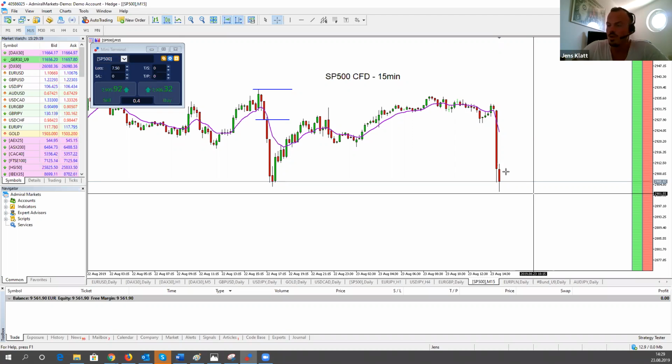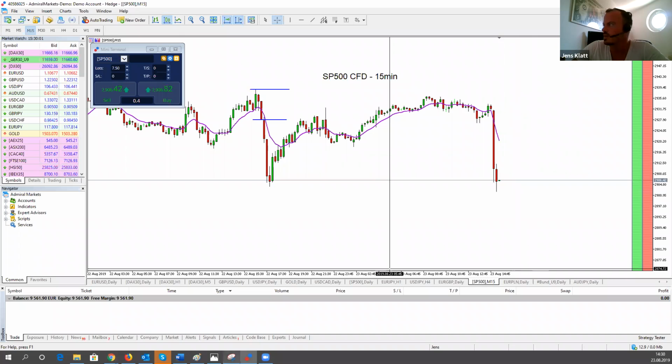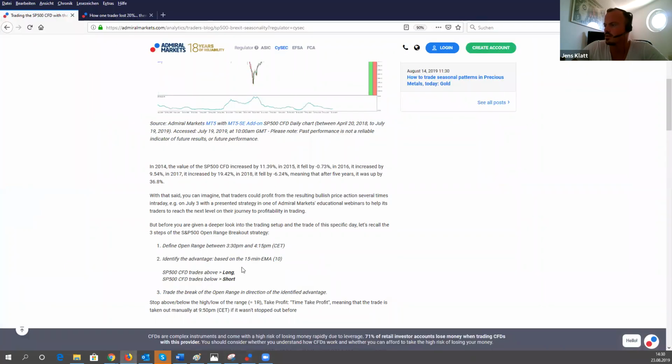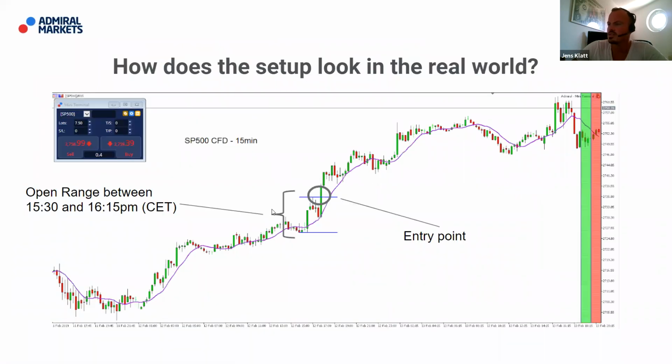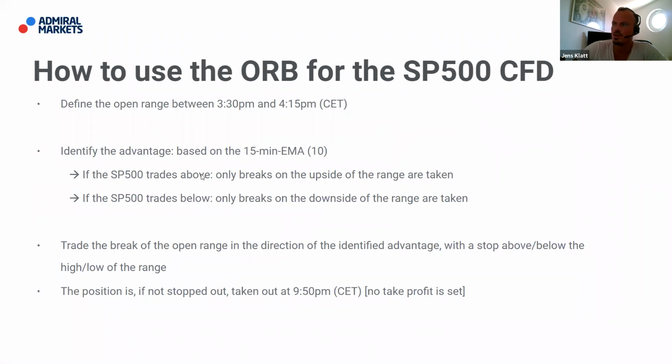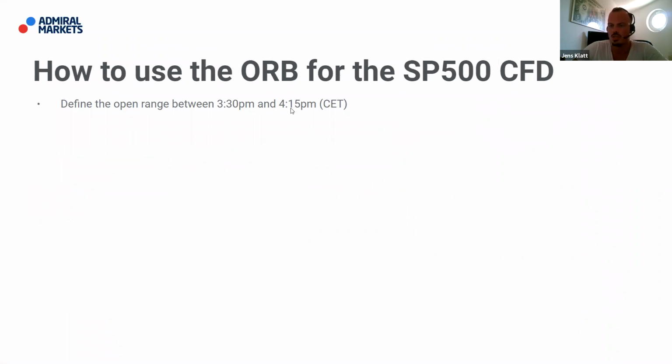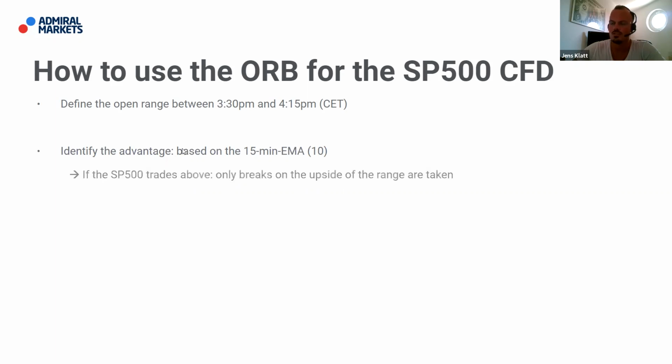That said, if our plan is here, let's switch back to the slide. So if our plan is to define the open range between 3:30 to 4:15, that's exactly what we do. We wait for the first 45 minutes. We wait for 3:30 to happen. Then we look, where's the high, where's the low. For the next 45 minutes, we define our range. We have our horizontal line on the upside, on the downside, and then we take it from there, and we wait for the breakout to occur in direction of the identified advantage.